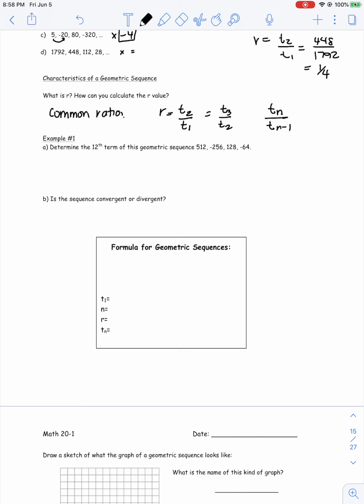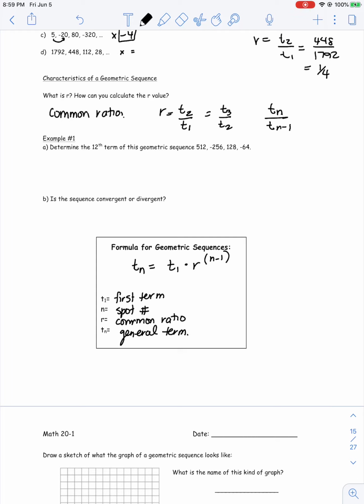So let's say you have, for example, determine the 12th term of this geometric sequence. In this case, we're going to use a formula for geometric sequences that looks like this, where our general term Tn is our first term multiplied by the common ratio to the power of n minus 1. T1 represents our first term, n represents our spot number. So what spot are we talking about? R is our common ratio, which is this new variable that we've introduced. Tn is our general term.